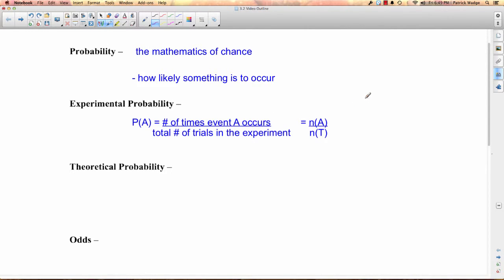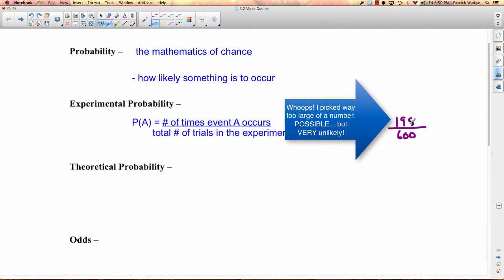So let's say you had no idea what the probability is of rolling a 2 on a die, and you roll the die 600 times, because you want to get really good results. That's the total number of trials, 600, and you roll a 2 198 times, let's say. So 198 over 600. You could divide both of those by 2, you get 99 over 300. You could divide those by 3, you get 33 over 100. So 33% is our answer. That would be our experimental probability.